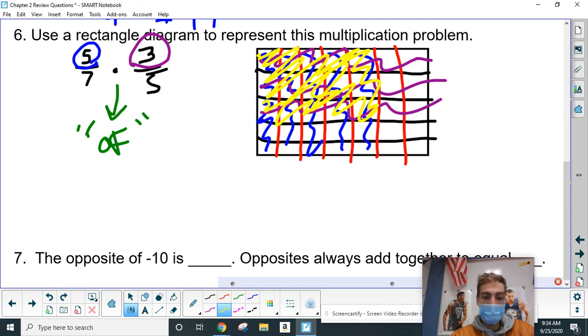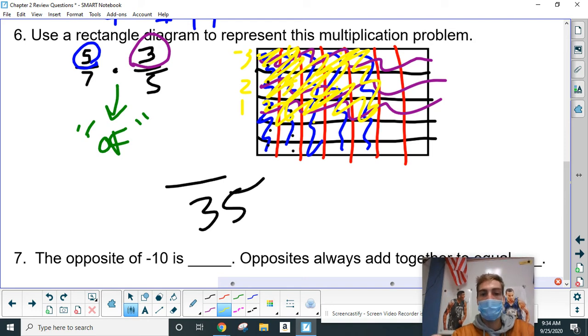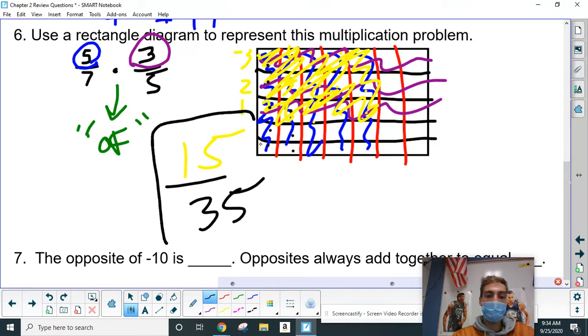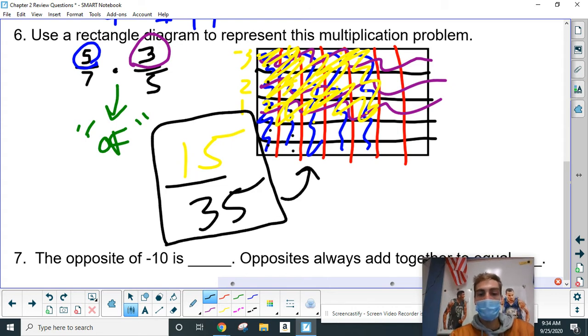So how many total squares do I have? That's going to be the bottom of my fraction. And if I count them up, 1, 2, 3, 4, 5, 6, 7, 8, 9, 10, and keep going, I'm going to get to 35. And then if I count what's shaded in yellow, what's overlapping, that's 1, 2, 3, up to 15 of those tiny boxes that are overlapped in shading. So my final answer would be 15 over 35, and this drawing right here of the diagram represents this multiplication problem.